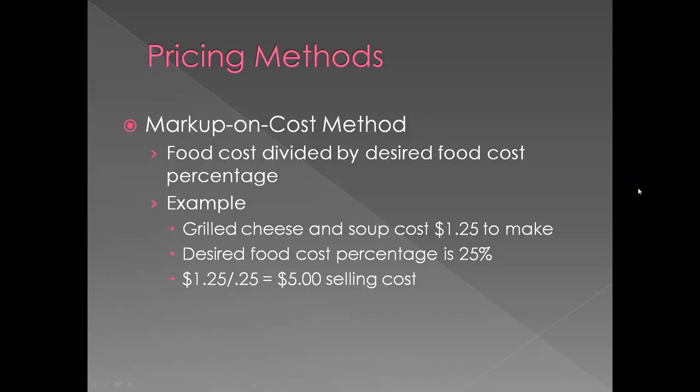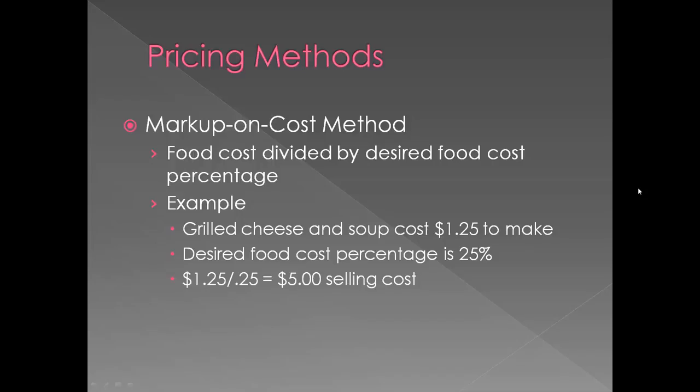The next method is called the markup on cost method. The food cost is divided by the desired food cost percentage. Example: a grilled cheese and soup costs $1.25 to make, and the desired food cost percentage is 25%. You take $1.25 divided by 0.25. Now you must remember that the percentage has to be stated as a decimal, and then your selling cost is $5.